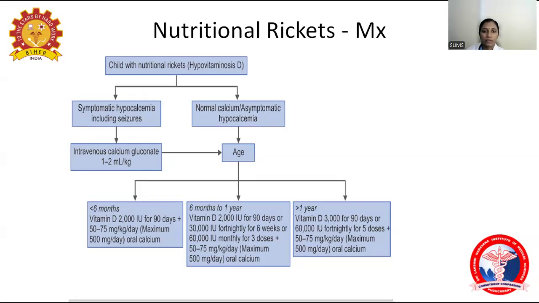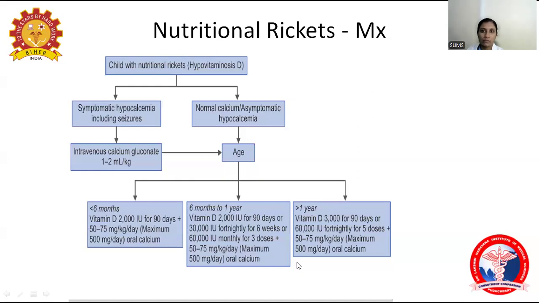At the same time, for a child between 6 months to 1 year, we will give 2,000 international units once a day for 90 days, or 30,000 international units twice a month for 6 weeks, or 60,000 international units once a month for 3 doses alone, along with oral calcium throughout the whole thing at the same dose.